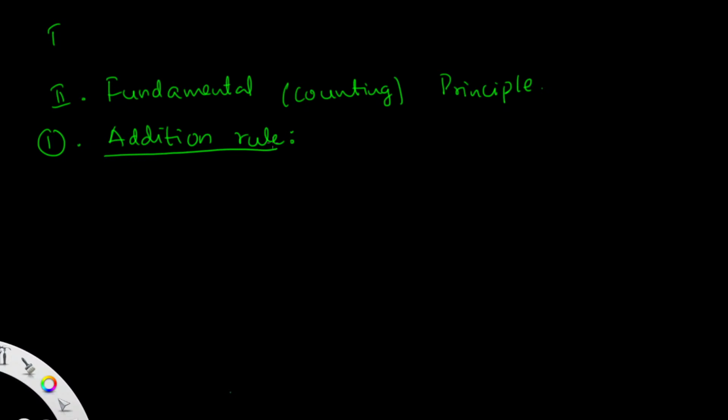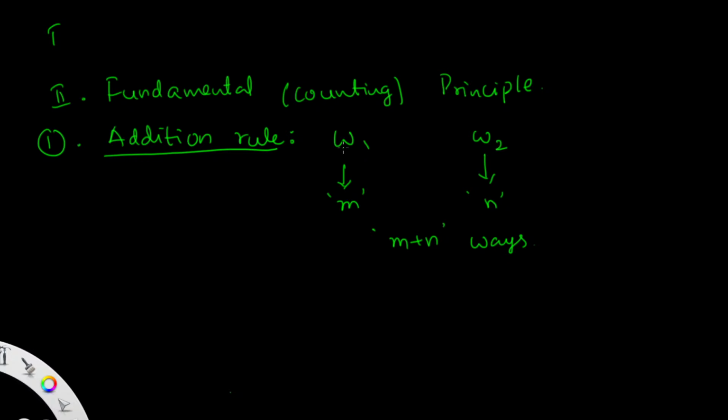What is meant by the addition rule? If one work is W1 and another work is W2, suppose W1 can be done in M ways and W2 can be done in N ways. Then the total number of ways in which one of the operations can be performed, by the addition rule, is M plus N ways. The addition rule means W1 work means any work.